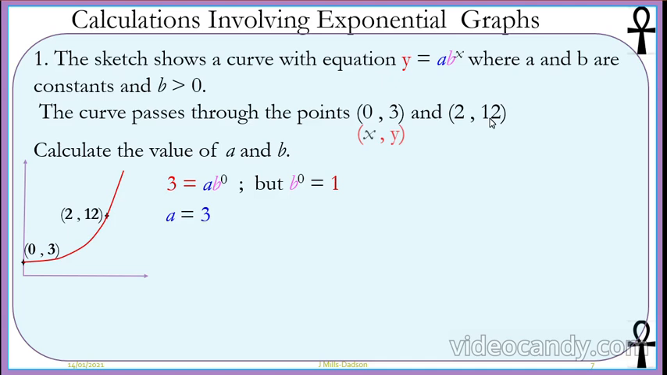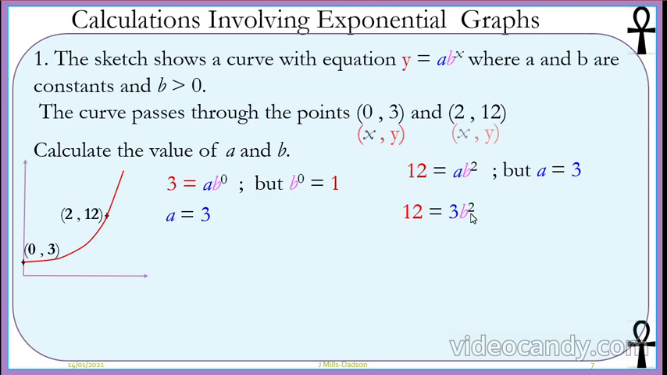Now let's look at the second coordinate and use it to form another equation. y is 12 and x is 2. So 12 equals ab to the power 2. But from the first working out, I know my a is equal to 3. So I'm going to put the 3 in place of a. So 12 is equal to 3b squared.